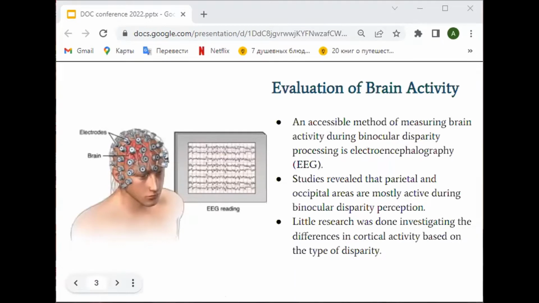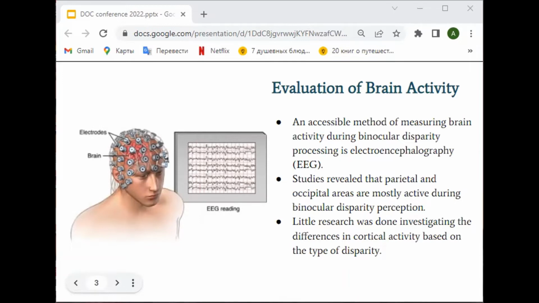One of the ways to evaluate the activity of the brain is using electroencephalography. It's a common method that is used in many research fields due to its accessibility, portability, and easy handling. EEG allows us to directly record the brain's electric activity using electrodes that are placed on the scalp.